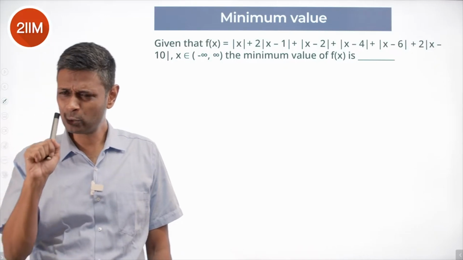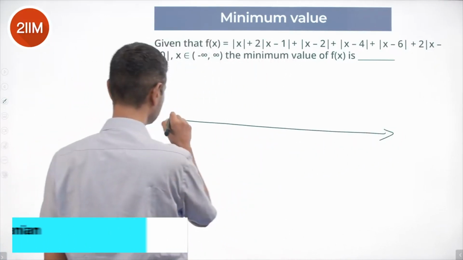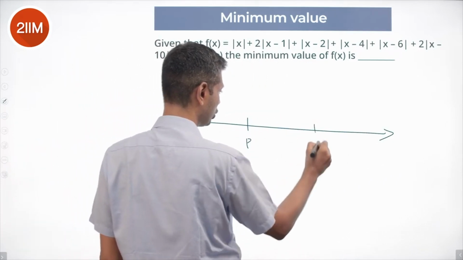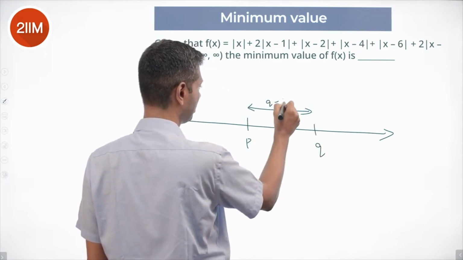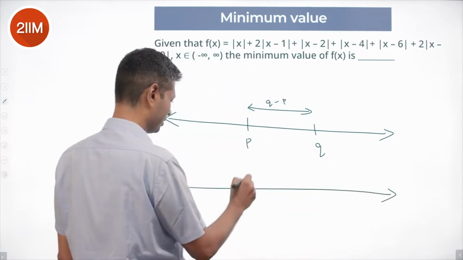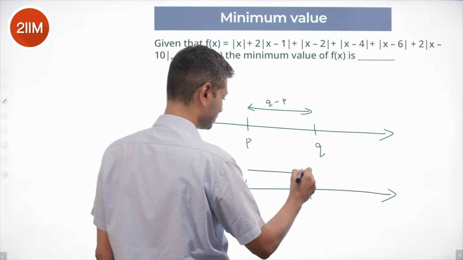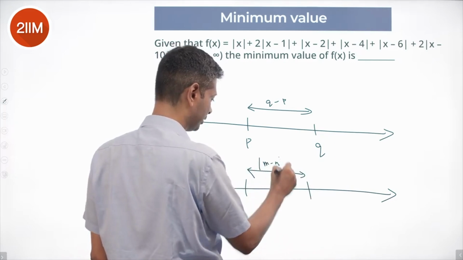Think about this. Some beautiful funda sitting here. I draw a number line and I have points P and Q here. Distance between these two is Q minus P. More generally, for any 2 points in the number line, the distance between them is modulus of m minus n.